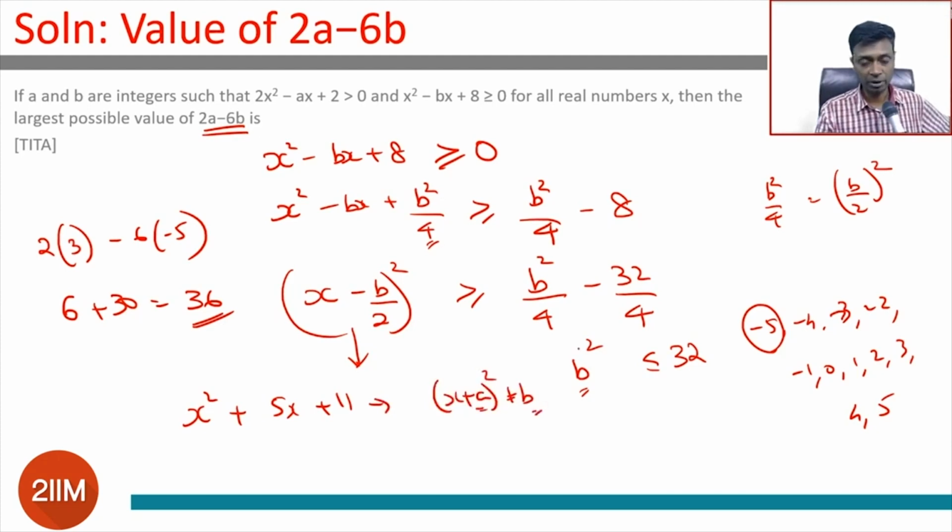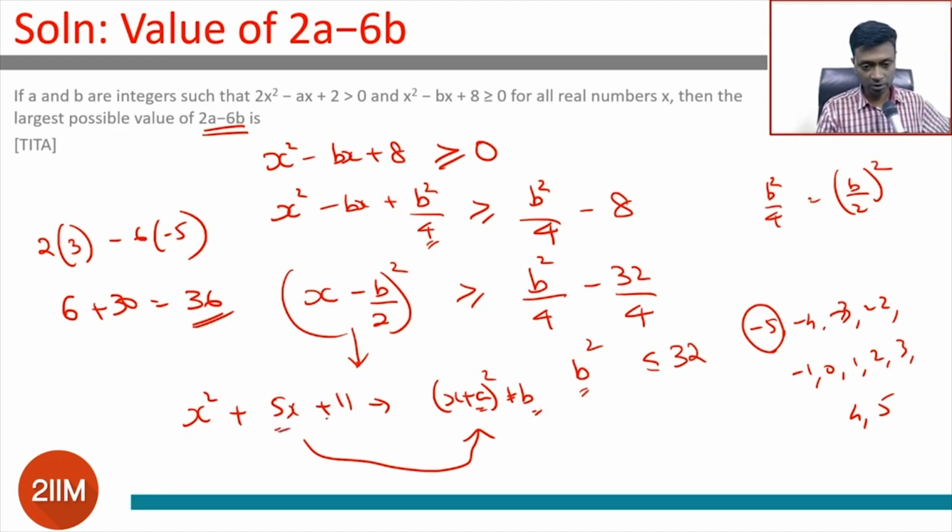Find suitable A and B such that this becomes like this. Be it with numbers or variables, it doesn't matter. Any quadratic, you should be able to write it as a square plus a constant, an adjusting term. You should be able to do that. That is very vital.